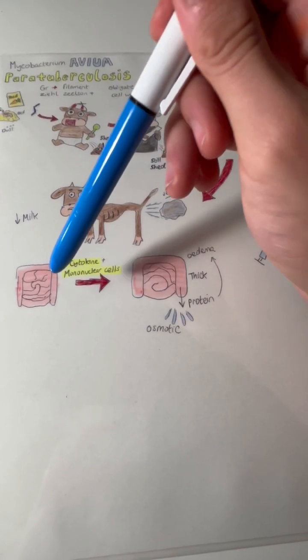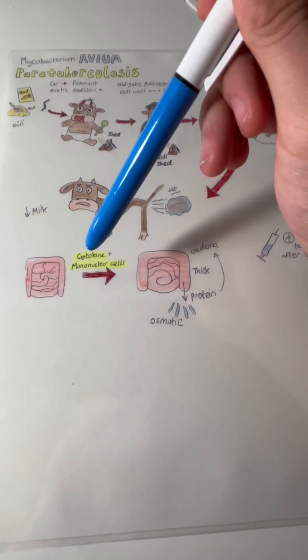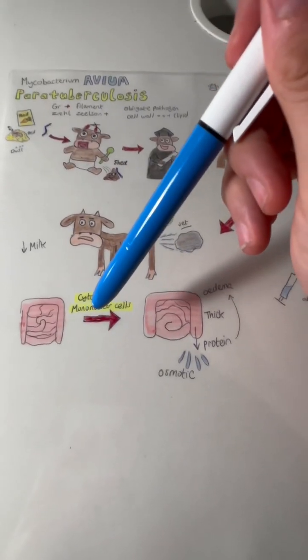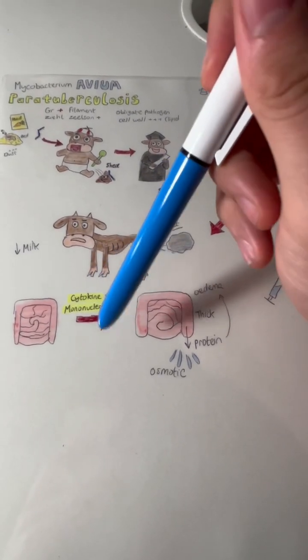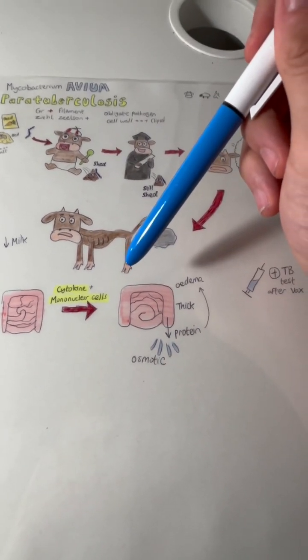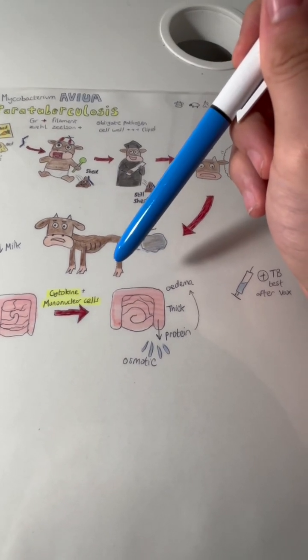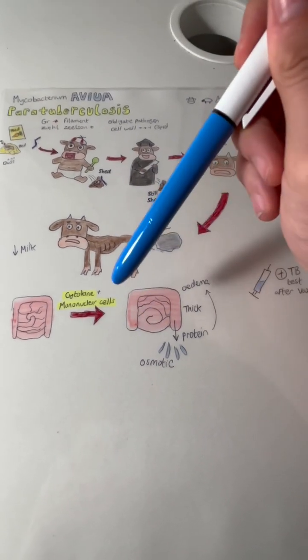And it will then replicate and it'll attract cytokines, cellular and mononuclear cells. Then these cells get into the wall of the intestine and they cause severe thickening of the walls. This causes destruction of the intestinal follicle and it decreases absorption of nutrients, and it causes osmotic diarrhea and malnutrition. And the severe loss of protein causes edema.